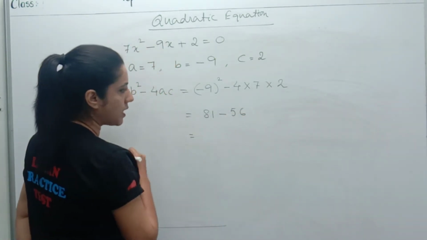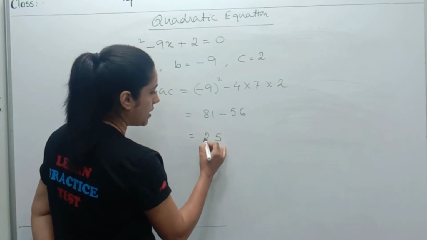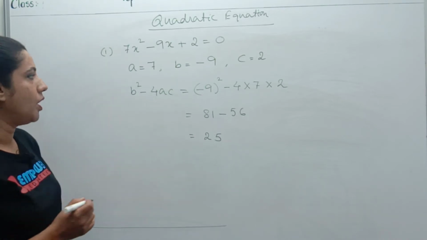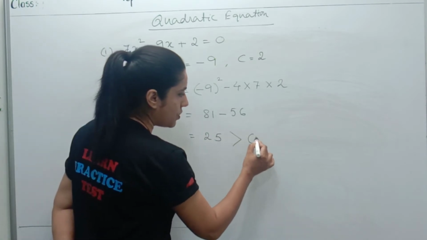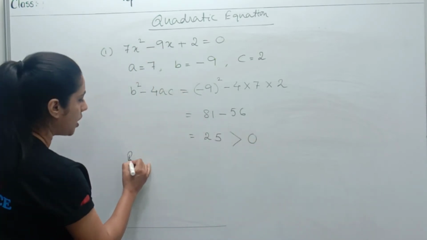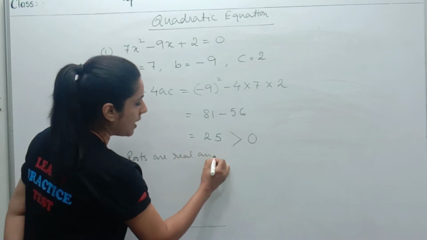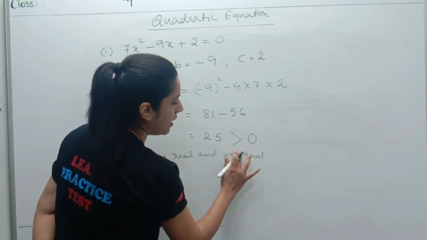So this is giving you 25. So we are saying that b square minus 4ac is greater than 0. That means the roots are real and unequal. The roots are real and unequal.